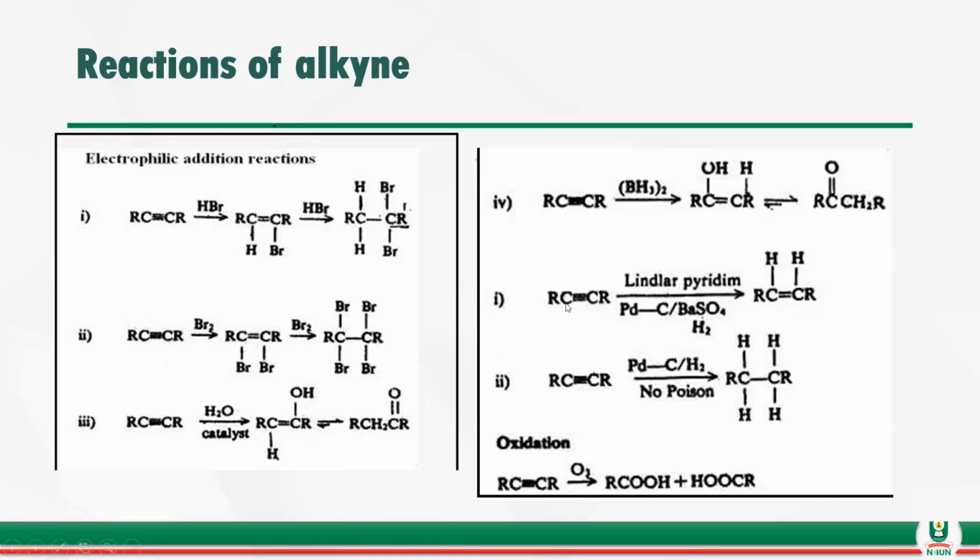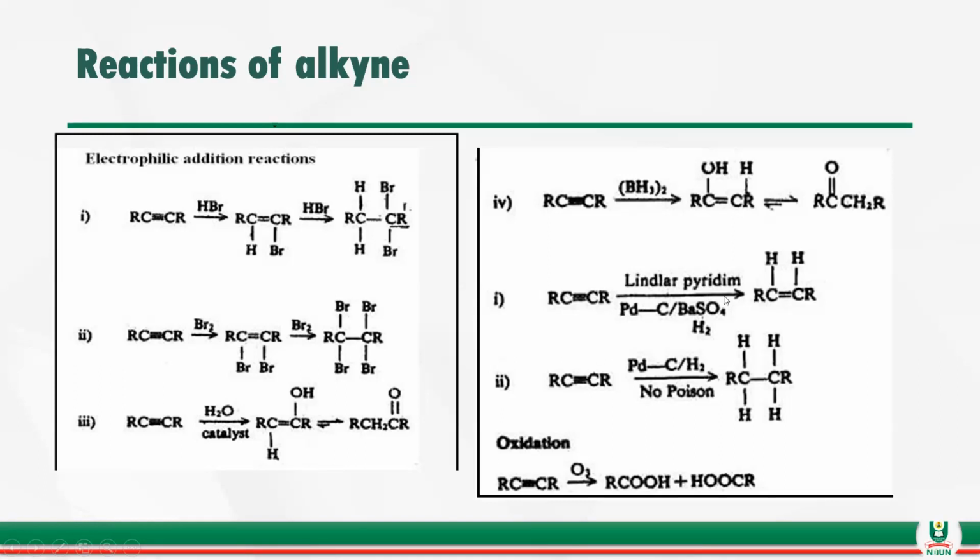The other one is reduction. Alkynes are reduced to either alkene or alkane. It could be reduced to alkene if we use a poison. Palladium on carbon in the presence of barium sulfate. The barium sulfate here is acting as a poison. So once you say Lindlar, pyridine, then you are definitely ending up with an alkene.